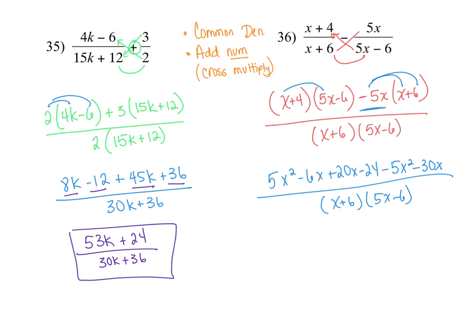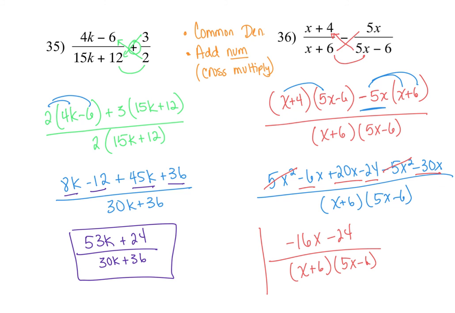All right. And then we are going to combine our like terms. So 5x squared and negative 5x squared actually cancel each other out completely. I have a negative 6x, a positive 20x, and a negative 30x gives me a negative 16x. Then I still have that negative 24. On bottom, again, you can leave it in factored form. Nothing comes out of all of these. So this is my answer.